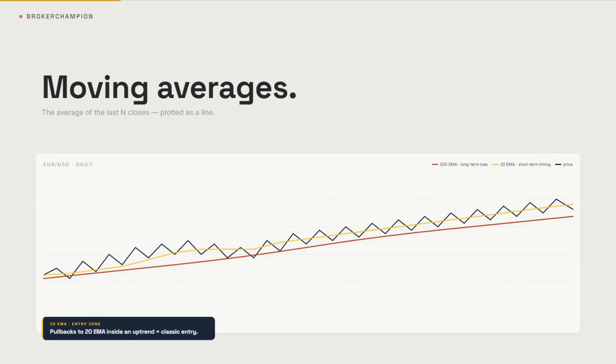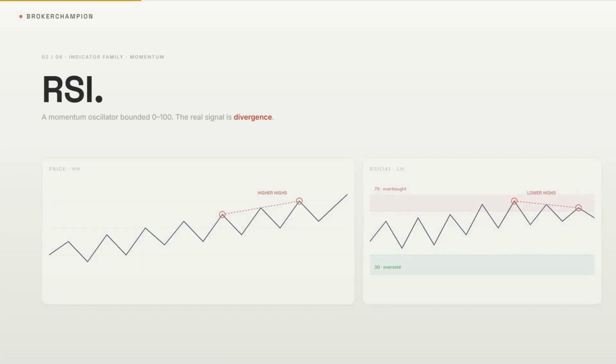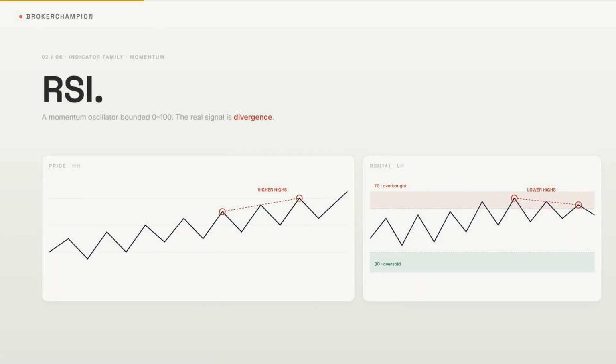RSI, a momentum oscillator bounded between 0 and 100. Above 70 is overbought, below 30 is oversold. Standard period 14. But here's the thing, the mechanical RSI hit 70 sell rule is the least valuable thing RSI does. The signal that actually matters is divergence. Price makes a new high, RSI doesn't. That's waning momentum. That's a warning, not a trigger.